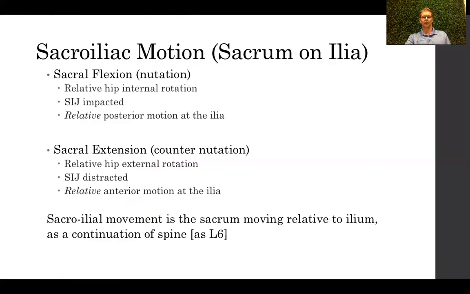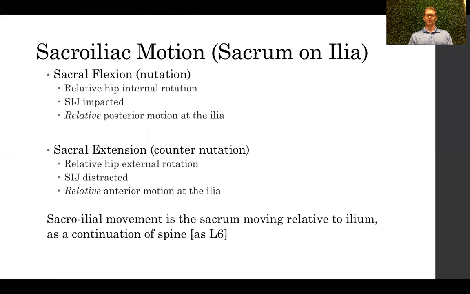And then finally, we're going to talk about sacroiliac motion. And this is going to be movement of the sacrum relative to a fixed ilium. So here's your sacrum, ilium is fixed. So now it's the sacrum moving as a continuation of L6. So you can imagine if I go into lumbar extension, my sacrum has to nutate at the same time. And those motions working together are going to allow for this natural nutation and counter nutation of the pelvis.